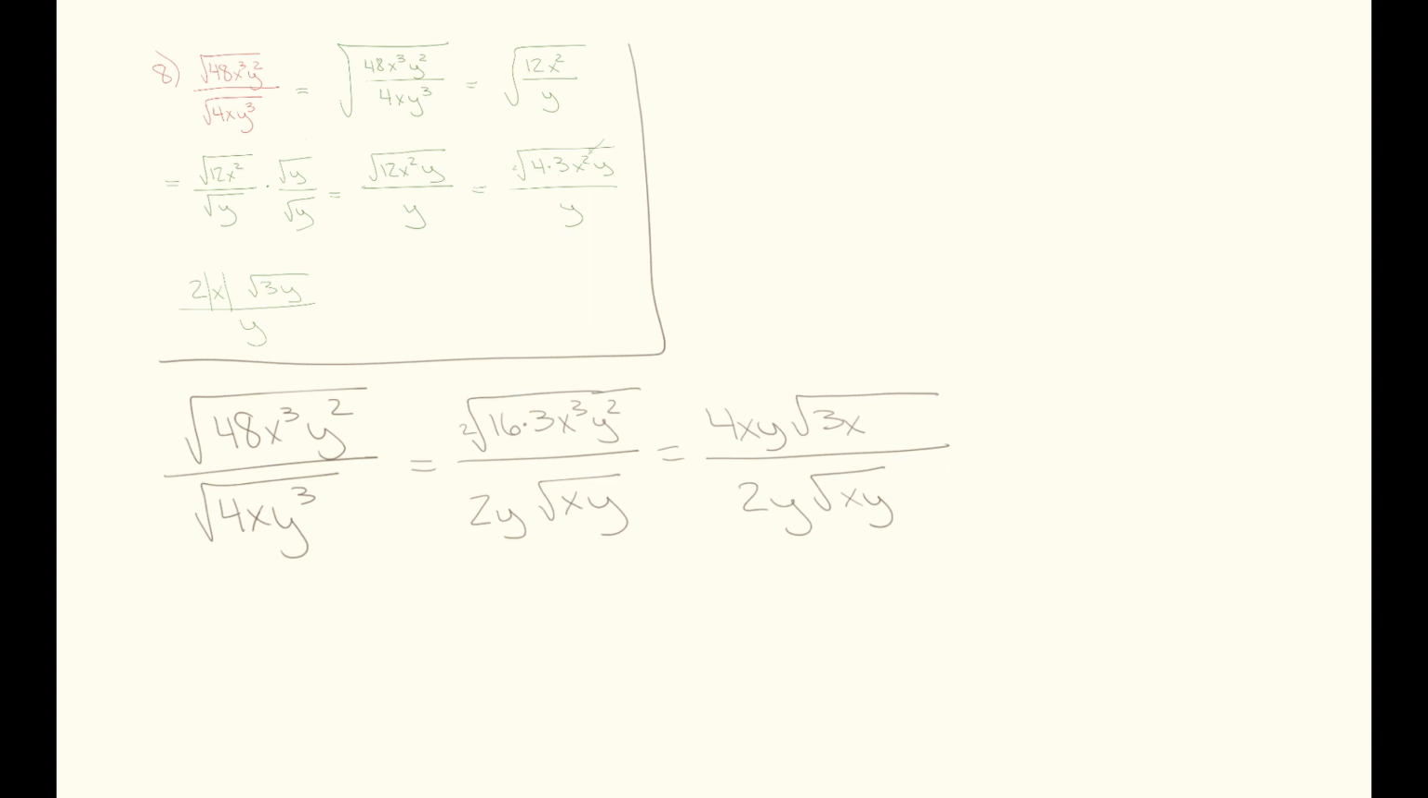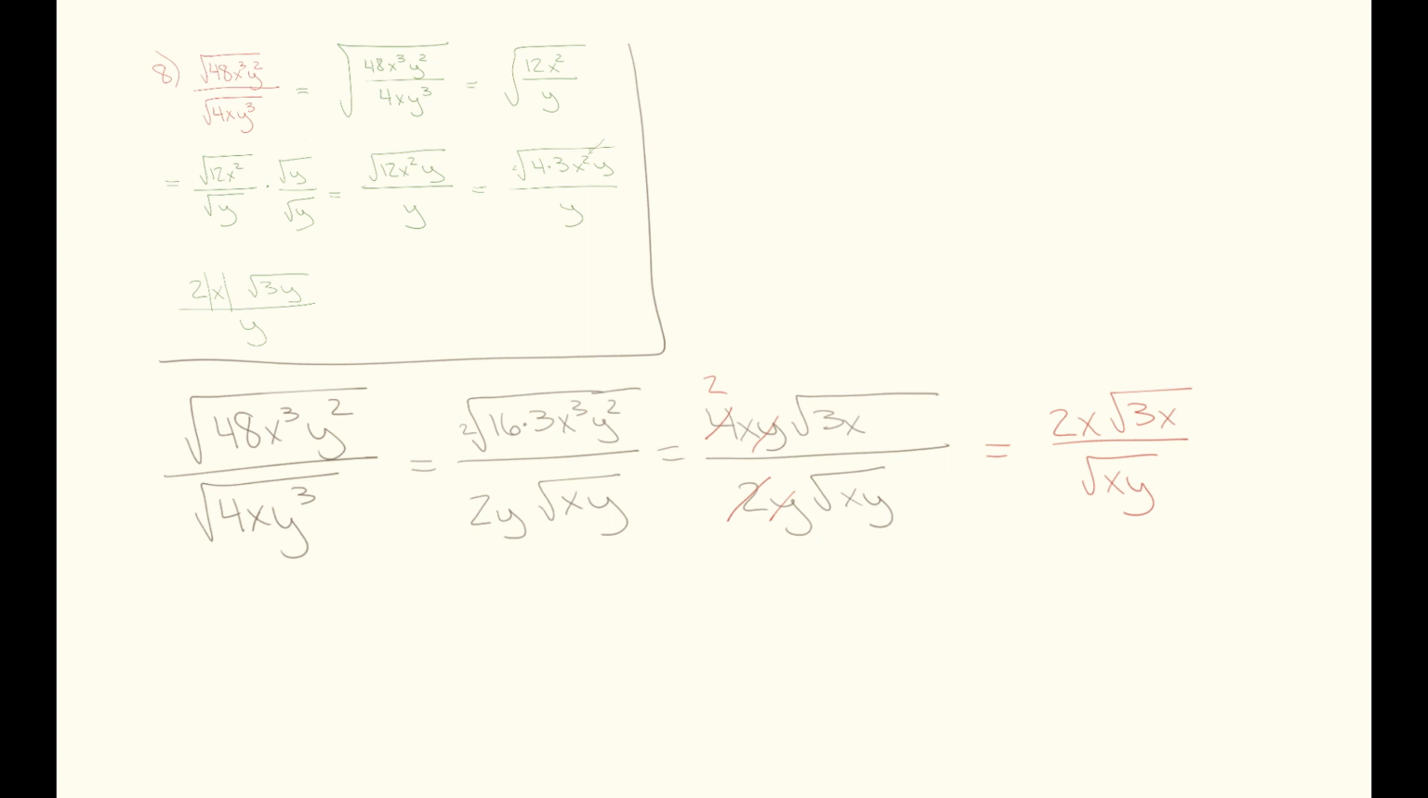I can simplify. 2 can go into 4 two times. The y's would cancel out. So I would just get 2x square root of 3x over the square root of xy.